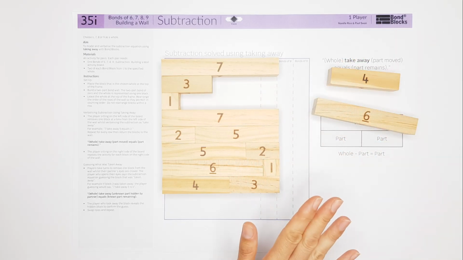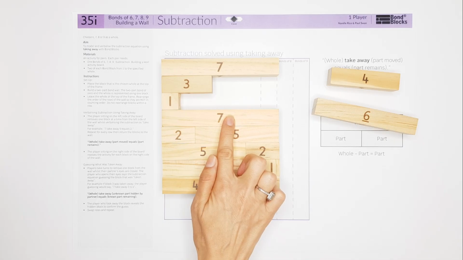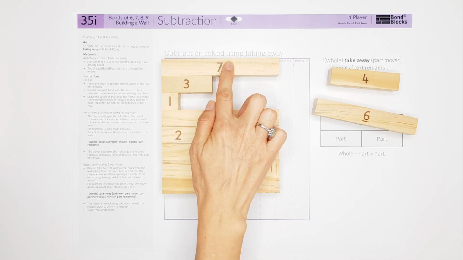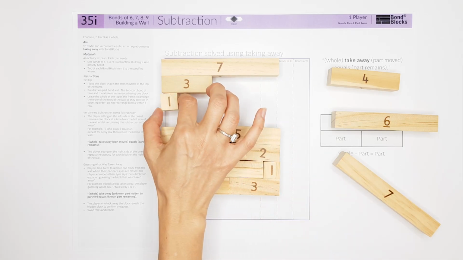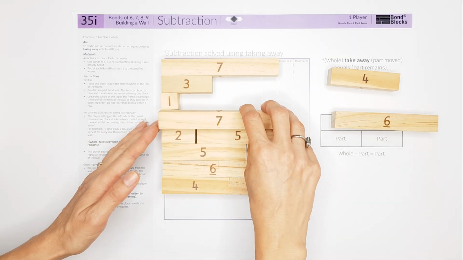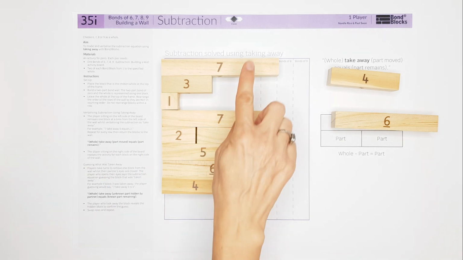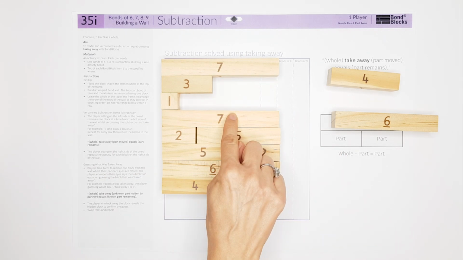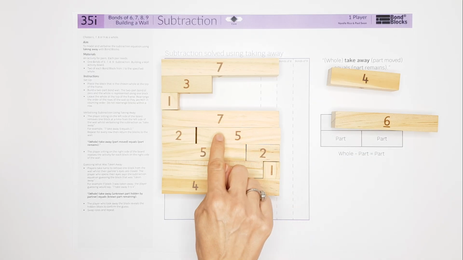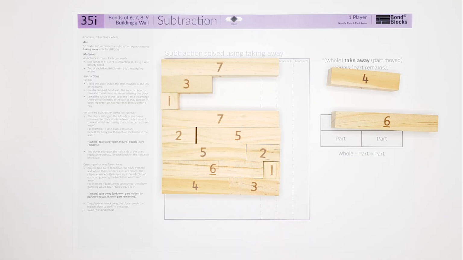And I'll just pause, Karis, there. When it comes to the 7, we can either do 7 take away 7 equals 0. But I did that last time, so I also want to model that you can do 7 take away 0 equals 7. So we'll leave that and you keep going to take away 5.